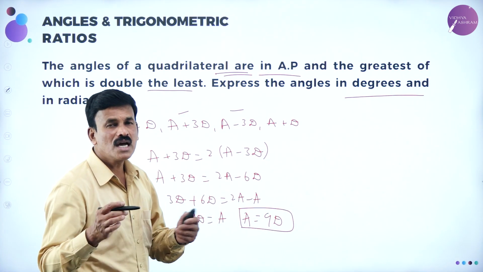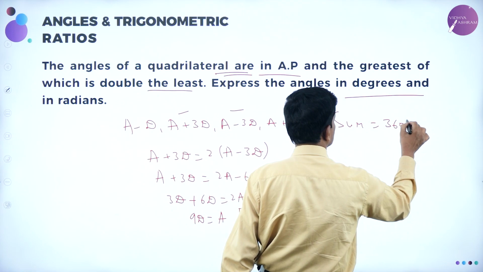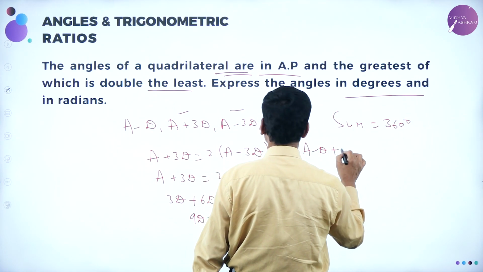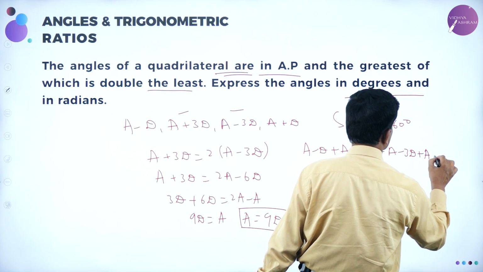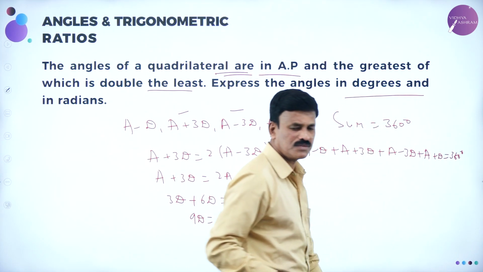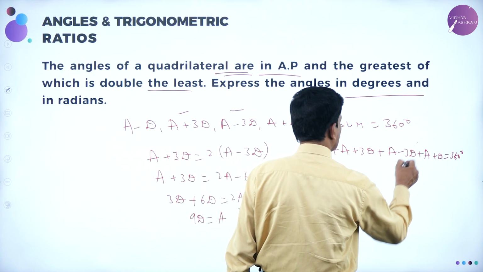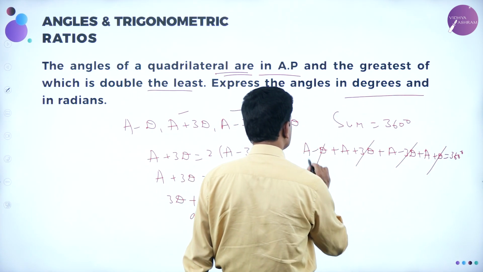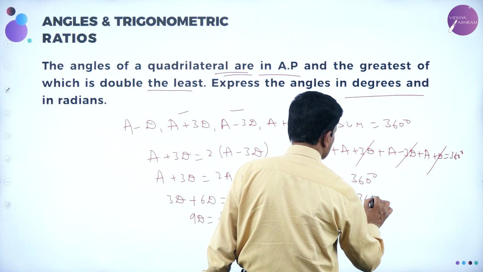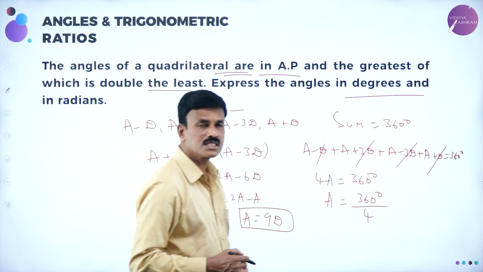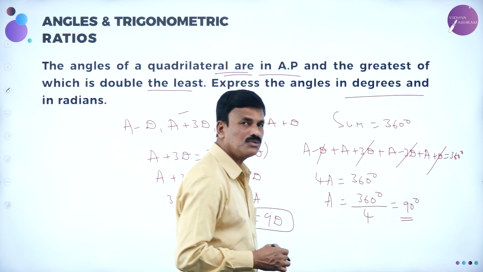Further, you know the sum of all the angles of a quadrilateral is equal to 360 degrees. That means here A minus D plus A plus 3D plus A minus 3D plus A plus D is equal to 360 degrees. Now, what happens? Minus 3D and plus 3D get cancelled, plus D and minus D cancel, and we get A plus A plus A plus A. 4A is equal to 360 degrees. A is equal to 360 divided by 4, which is 90 degrees. A is equal to 90 degrees.